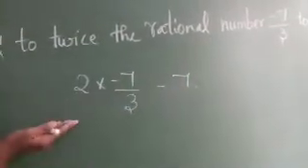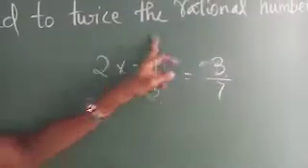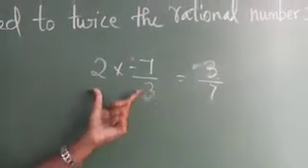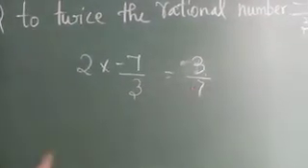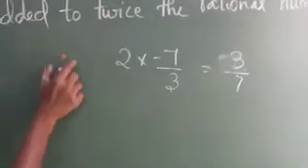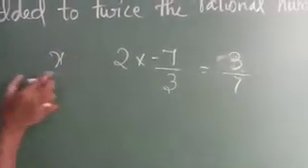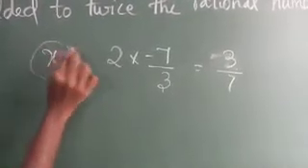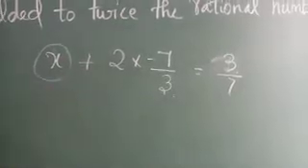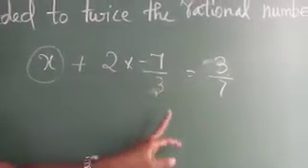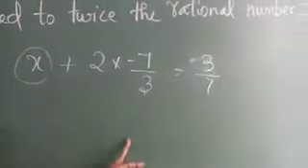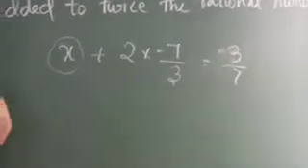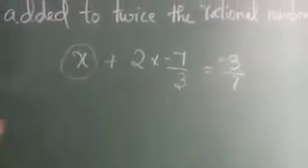So what is the question given? What should be added to twice the rational number minus 7 by 3 to get 3 by 7? The number to be added we don't know, so you consider it as x. So x plus twice of minus 7 by 3 is equal to 3 by 7. So now we get a linear equation form. Has the linear equation form come now?